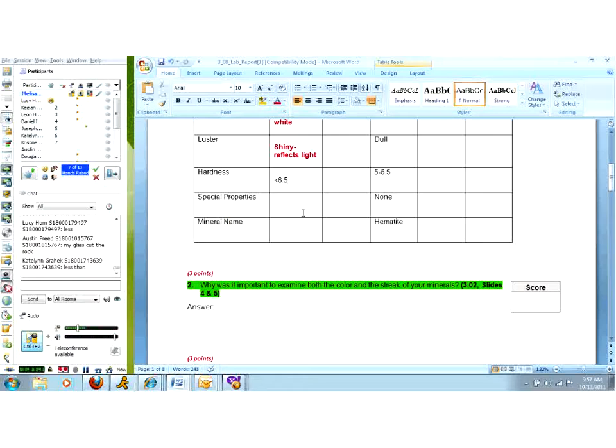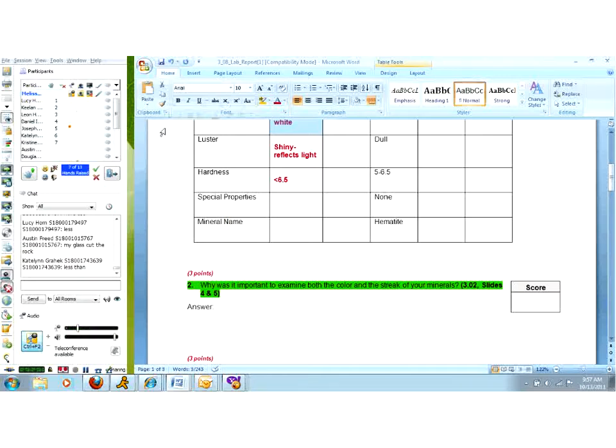All right. We're going to put up here that 6.5 is greater than our hardness. Our hardness is less than 6.5. Our glass plate didn't scratch it, but our streak plate did. And we know our hardness of our streak plate is approximately 6.5. Special properties, we're going to look for special properties.